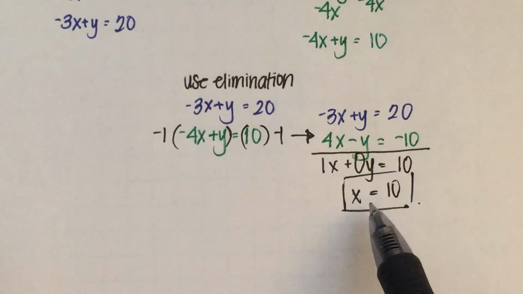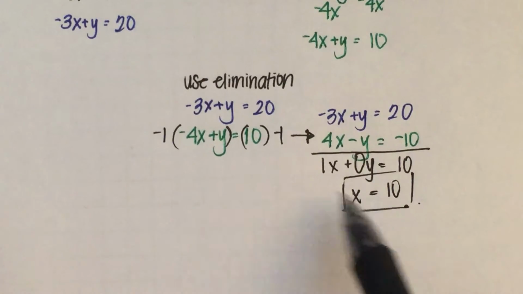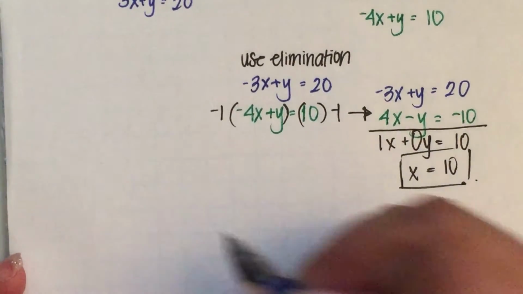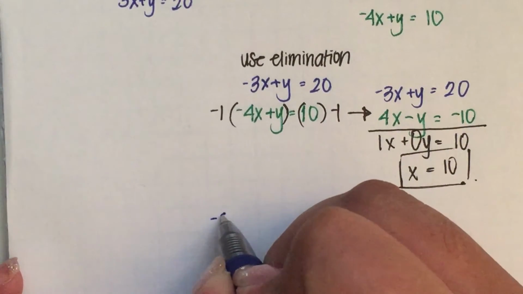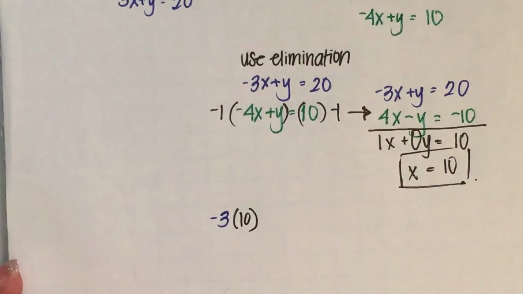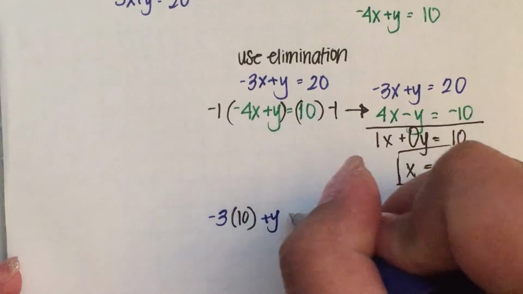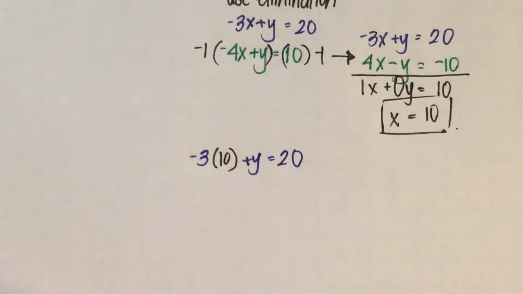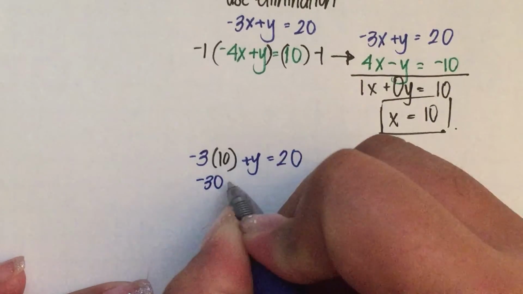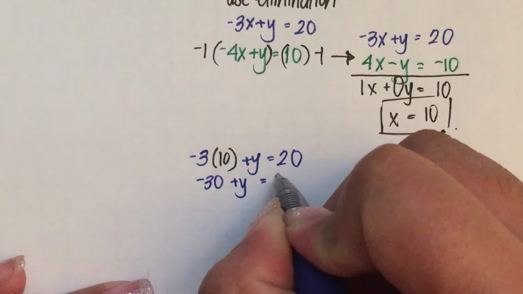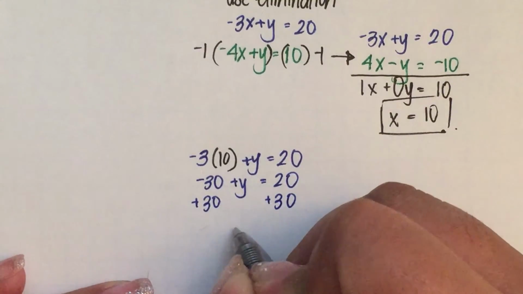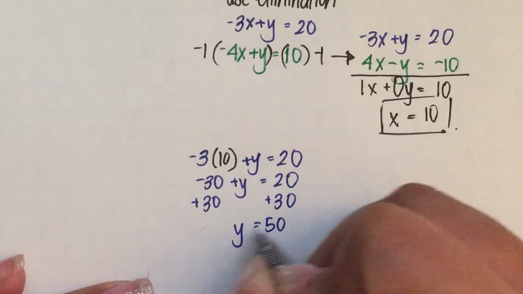Now what I'm going to do is put what x is equal to back into the equation Susan had. So we had negative 3 times 10 plus y is equal to 20. We are solving for y, so we're going to simplify. Negative 3 times 10 is negative 30 plus y is equal to 20. We're going to add 30 on both sides, and we get that y is equal to 50.